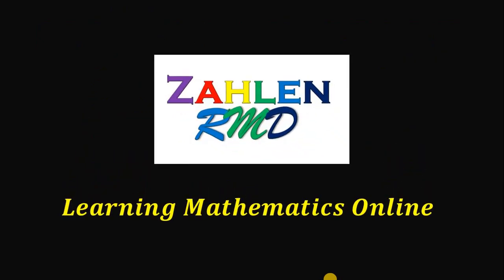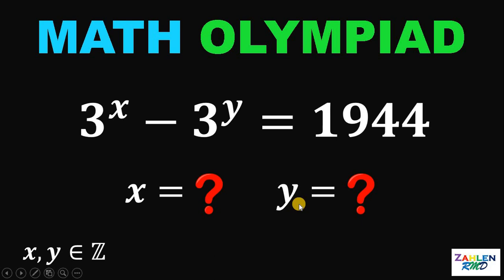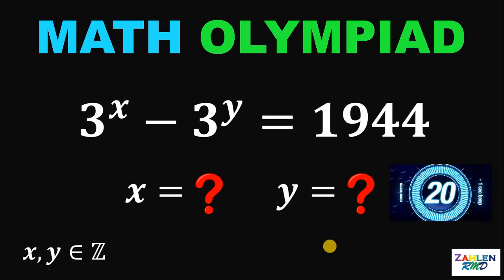And here's our question. What is the value of x and y given this equation? 3 raised to x minus 3 raised to y equals 1944, wherein x and y are both integers. Now, if you want to try this problem, you can pause this video. You have 20 seconds and timer starts now.